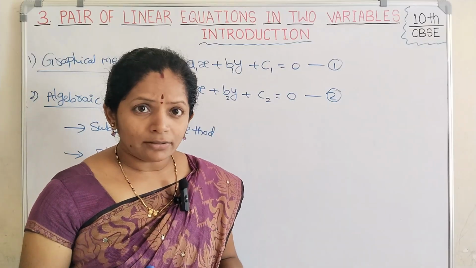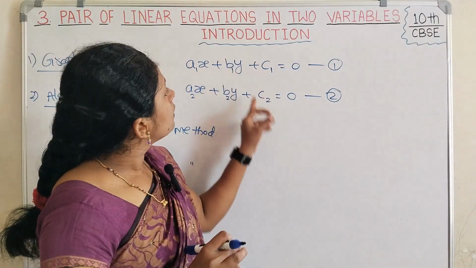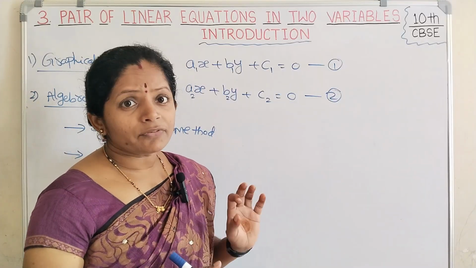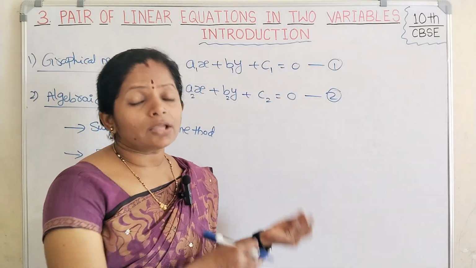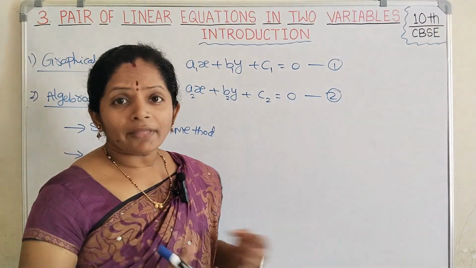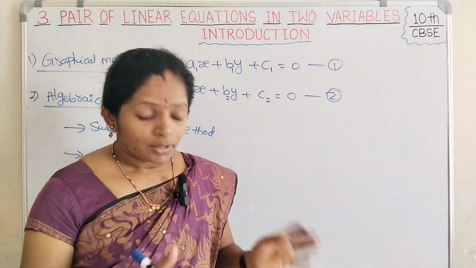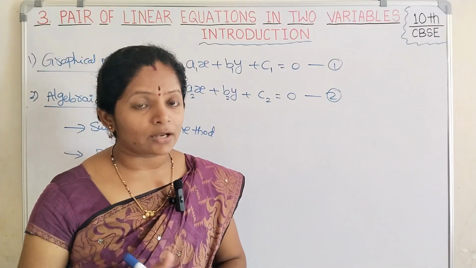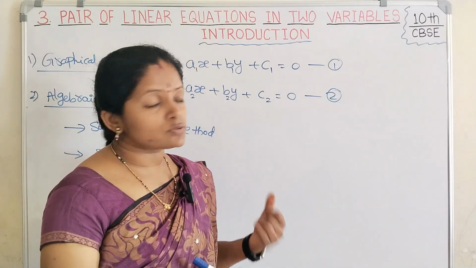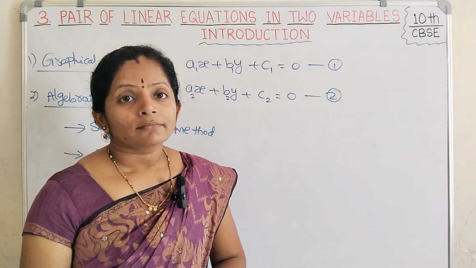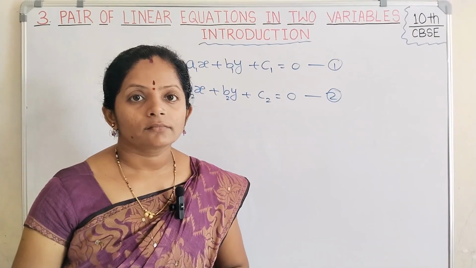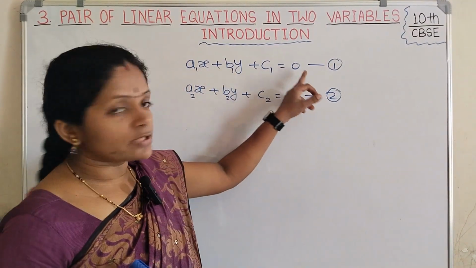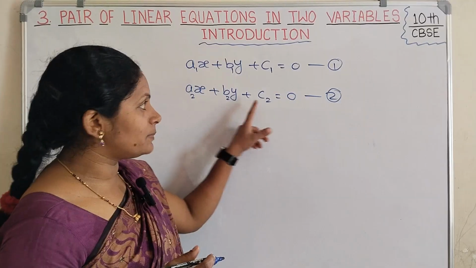Next, how do we decide, when two equations are given to us, whether solutions exist or not? By looking at the equations, one can say whether there will be one solution, no solution, or many solutions. What is the criteria that we are going to see here? Here are two equations: a1x + b1y + c1 = 0 and a2x + b2y + c2 = 0.